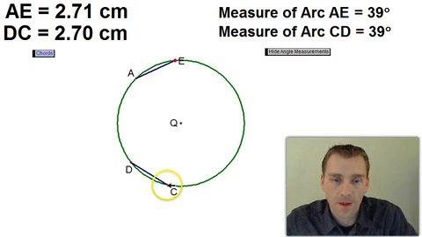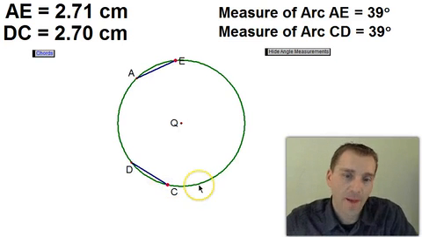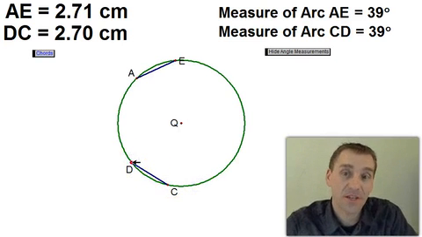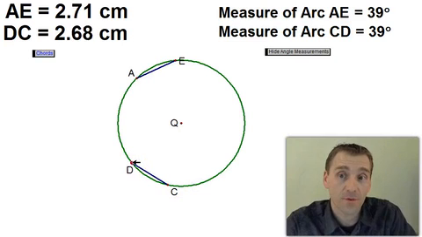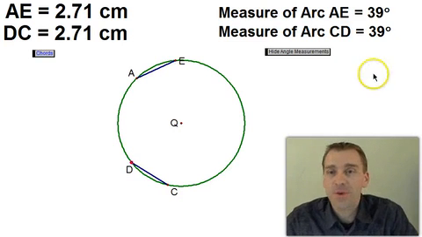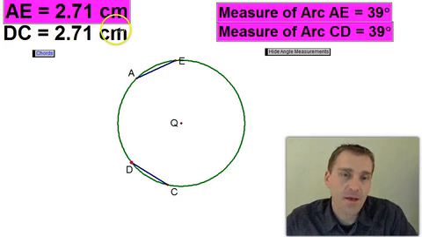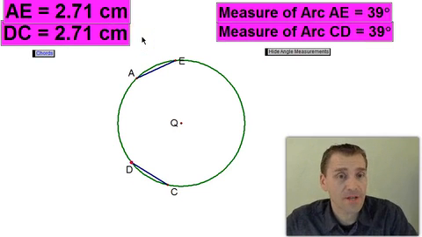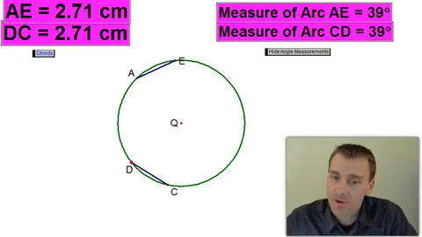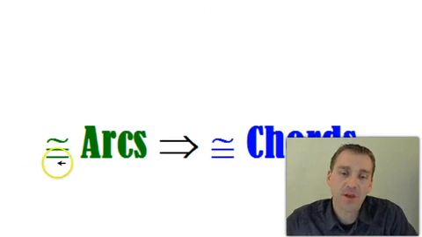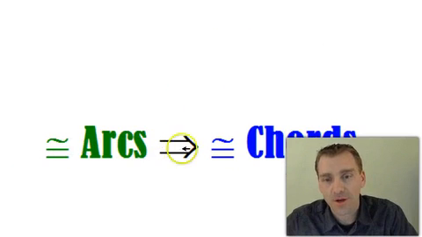Hold on. I gotta make it right. Remember what I told you before, what happens with this. It is very, very precise in what it's doing. So we gotta make sure that, there we go. So we got the arcs to be 39 exactly. And the chord lengths are exactly 2.71. So there you see an example. So into your notes, put this. Congruent arcs imply congruent chords.